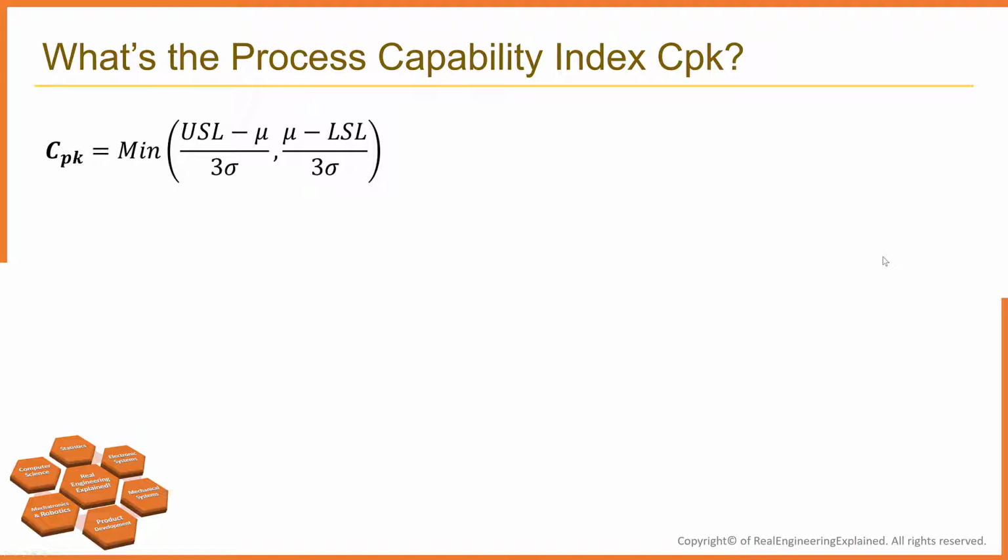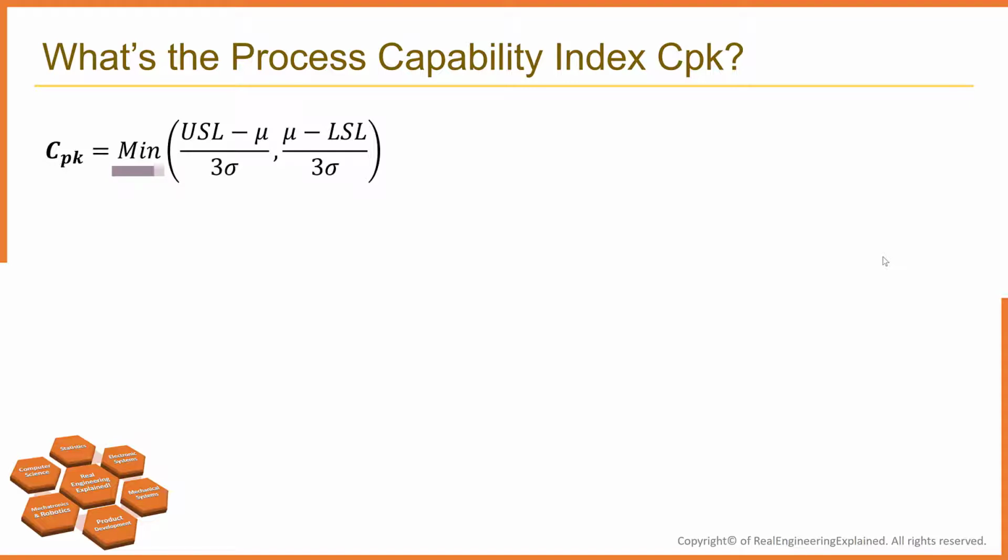With some modification in the equation of process capability ratio, we bring the mean value to the equation and define a new index called process capability index, or CPK. CPK is the minimum of two values. The first value is the upper specification limit minus mu divided by 3 sigma, and the second is mu minus LSL divided by 3 sigma. Why do we take the minimum value, not the maximum value?